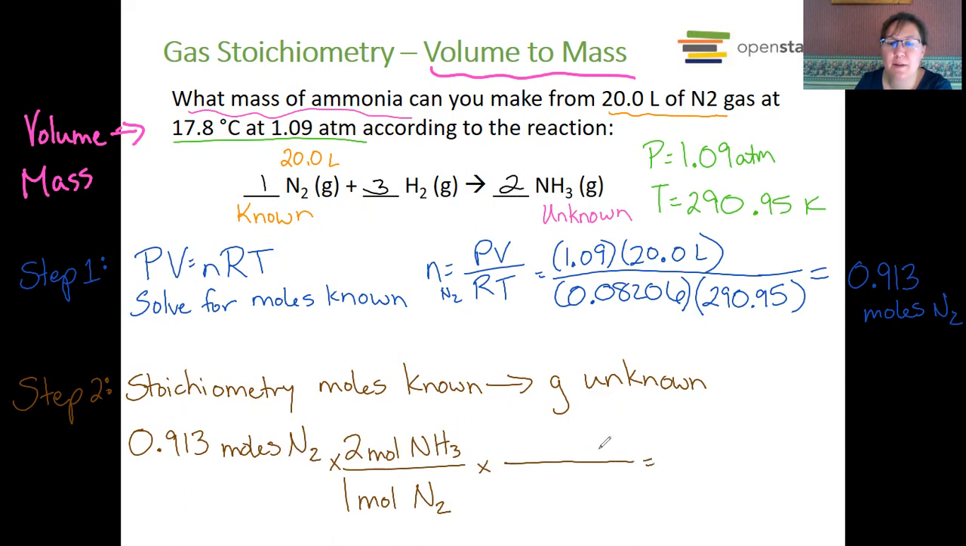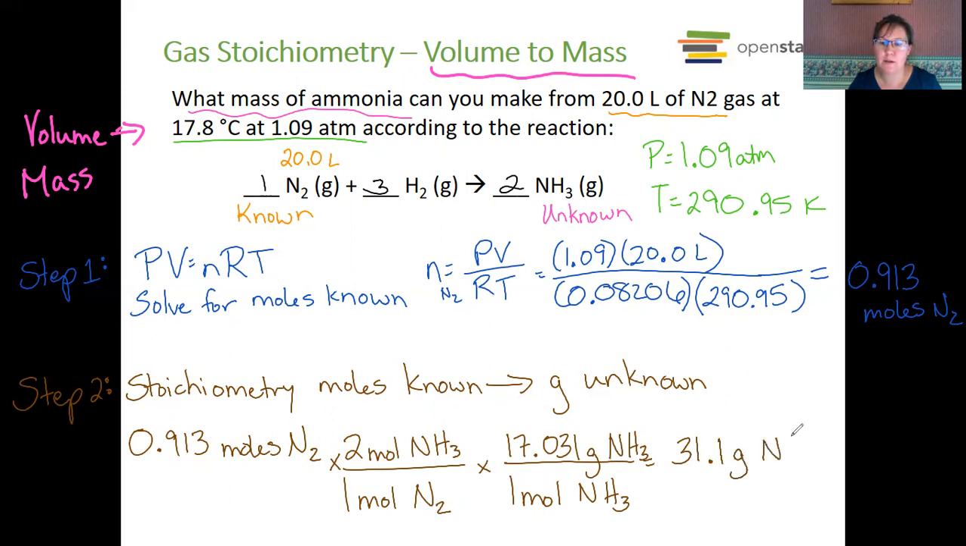And the last piece in this, because we're going all the way to grams unknown, is a molar mass. So we have 1 mole of NH3 on the bottom, and we find our molar mass to put on the top. I'll do my hydrogens first. It's 1.008 times 3 plus my nitrogen, 14.007. That gives me 17.031 grams of ammonia per mole. And now I can work through all this, and what I end up getting is 31.1 grams of ammonia.